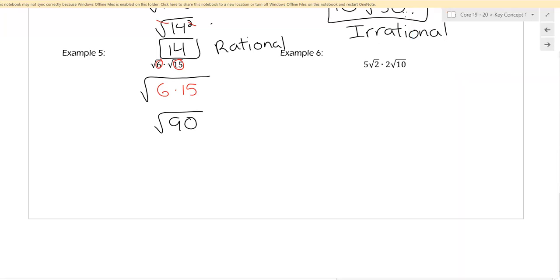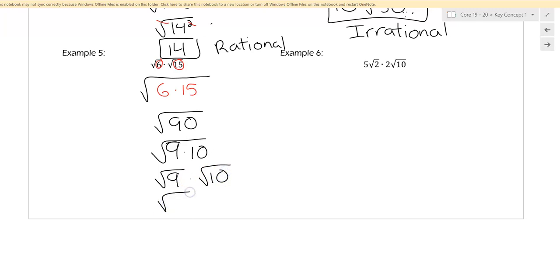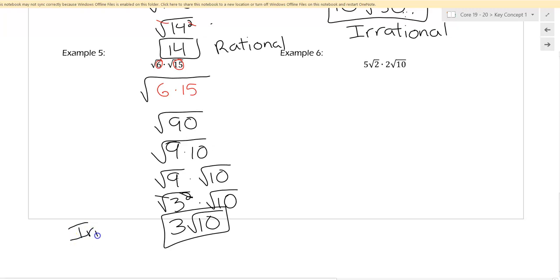So 90 is really the same as 9 times 10, which is the square root of 9 times the square root of 10. If you look at that chart, 9 is 3 squared. Those cancel. 3 square root 10. So now, while we were able to simplify it slightly, it still has a square root. It's irrational.